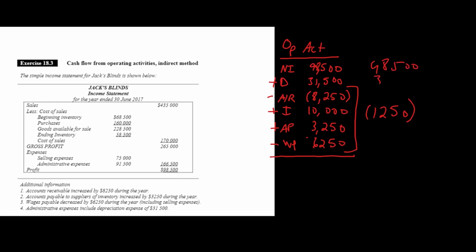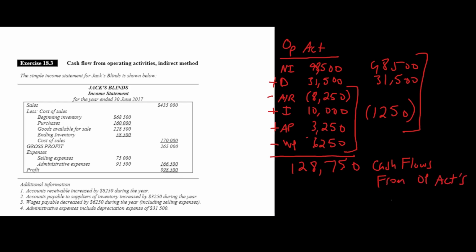So if we add our net income, 98,500, adding back our depreciation, and netting all these together, we get 128,750. And this is our cash flows from operating activities. And that's how you do it.